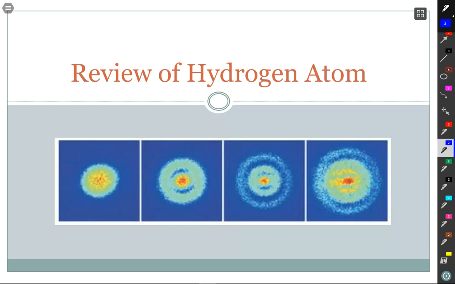Okay, so now it's time for review. So everything from here on, we're going to review in kind of backward order: review the hydrogen atom, and then go back to the previous chapters. So what are these pictures of?